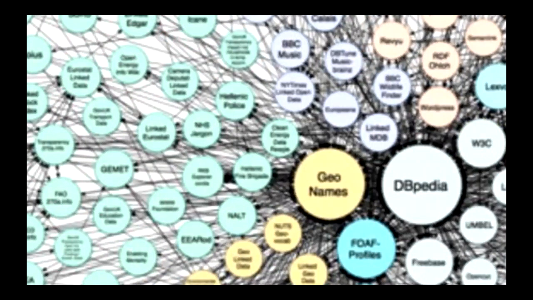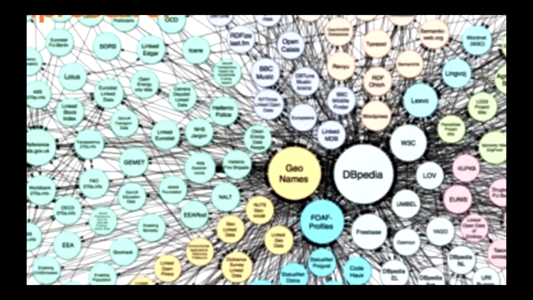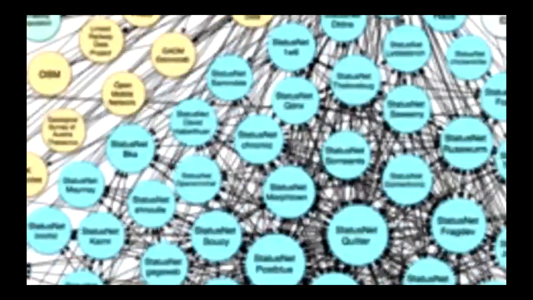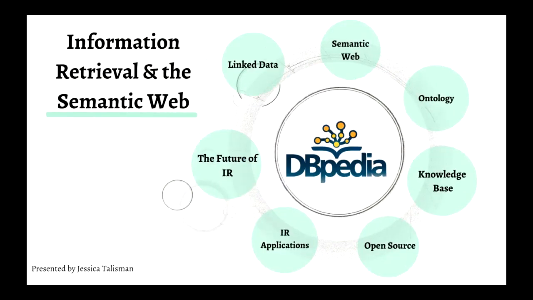You have GeoNames, Friend of a Friend, which is a metadata vocabulary. And we also have some Library of Congress subject headings, VIAF, which is the Virtual International Authority File, and it goes on and on and on. So the ontology is huge, but the one aspect of DBpedia that's unique is it has one single ontology rather than several parallel ontologies, which helps to control the data or the information being ingested.